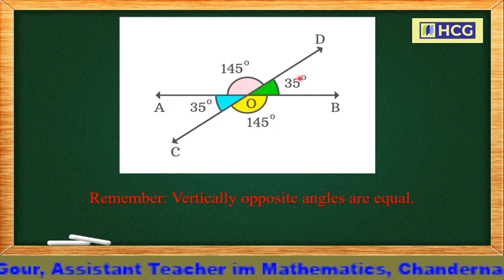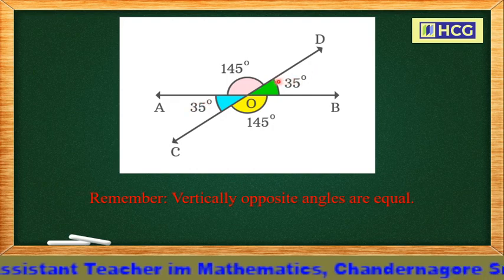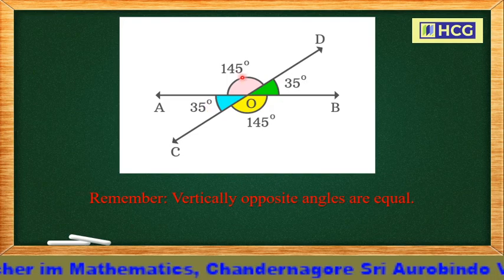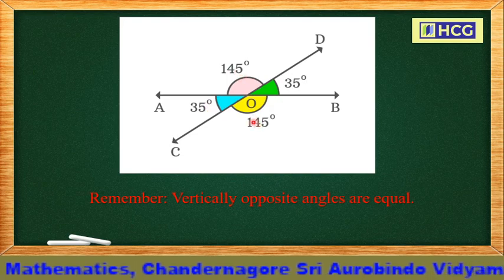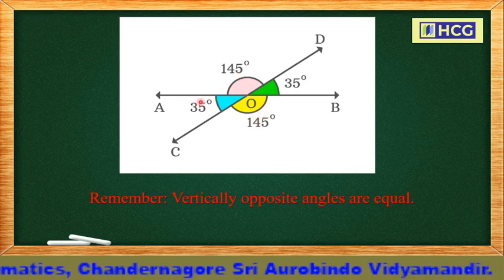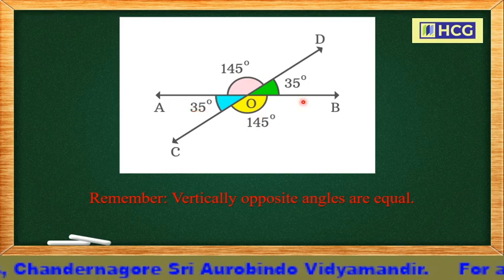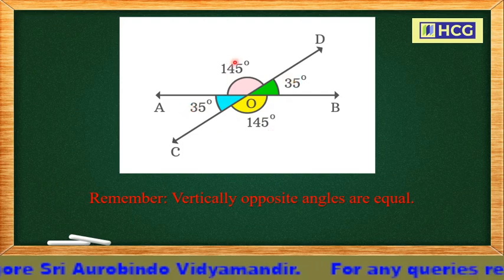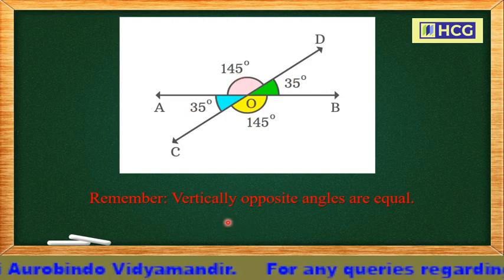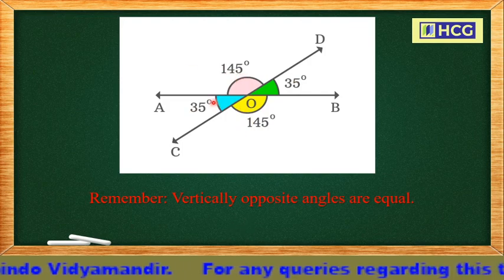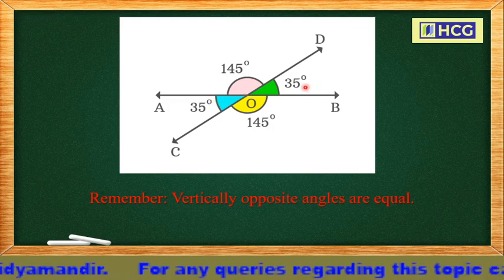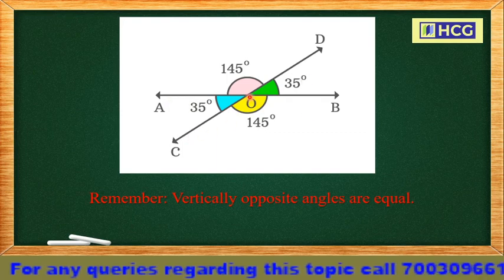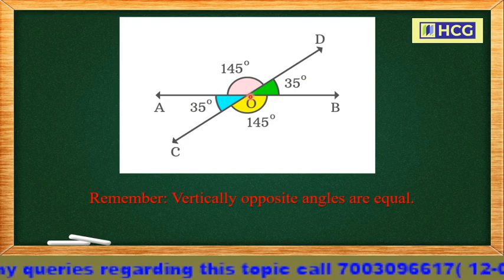Now, we see that the measurement of this angle is 35 and the vertically opposite angle of this angle, its measurement is 35. And this angle is 145 and this angle is 145. Now, we measure the angles with a protractor. And also we see that this is 35, this is 35 and this is 145 and this is 145. So vertically opposite angles are equal. In class 8, there is a theorem proving that vertically opposite angles are equal. Now you remember, when two straight lines intersect, vertically opposite angles are formed and vertically opposite angles are equal.